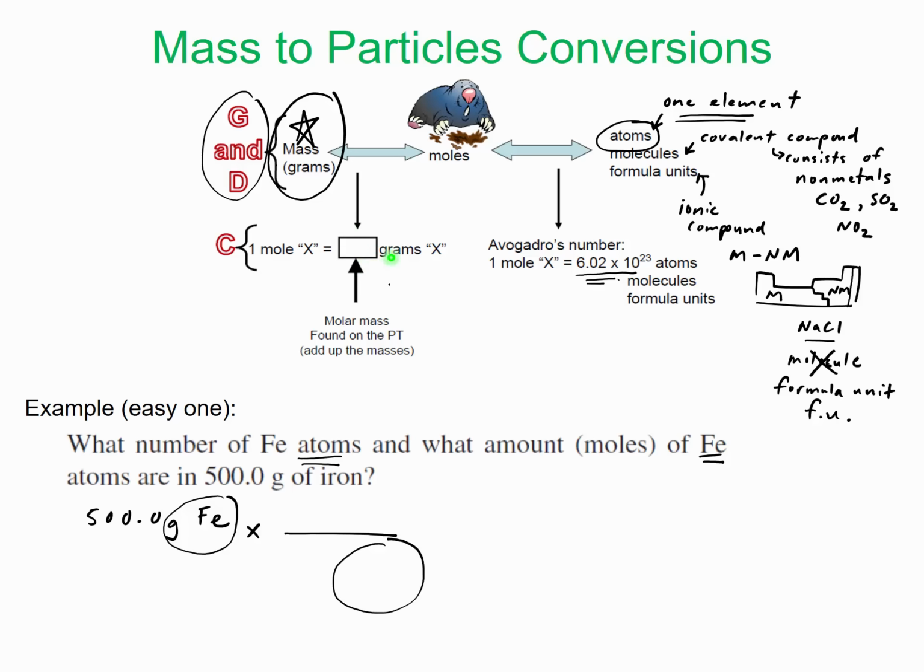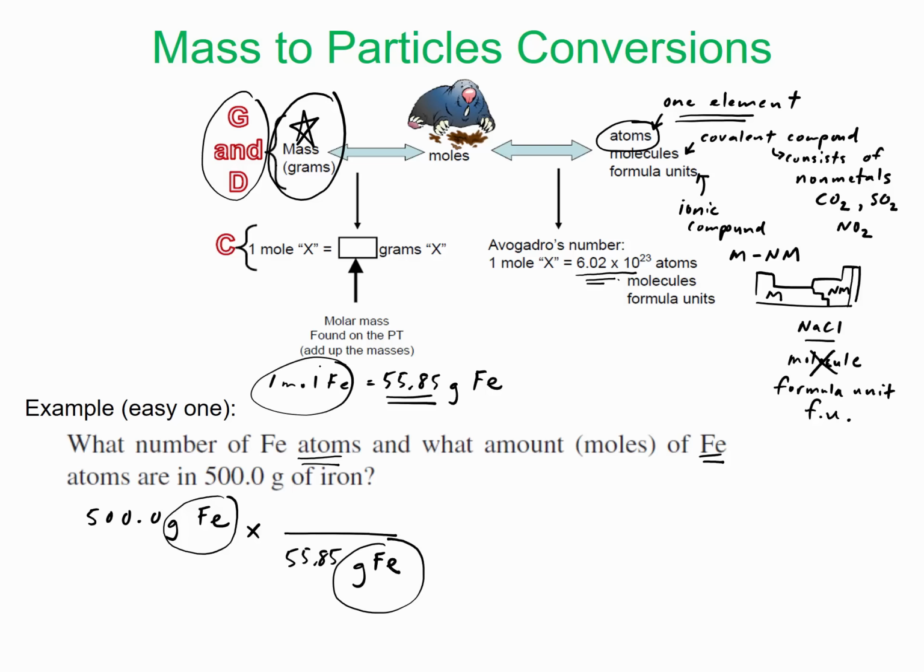I left this blank because it depends what X is. It depends on whatever substance you're working with. So in this case, my conversion factor is 1 mole of iron is 55.85 grams of iron. So I'm going to write 55.85 grams of iron here.